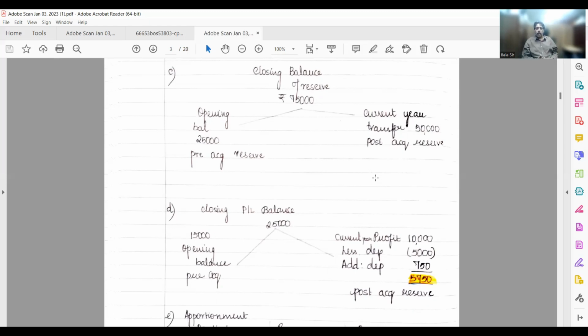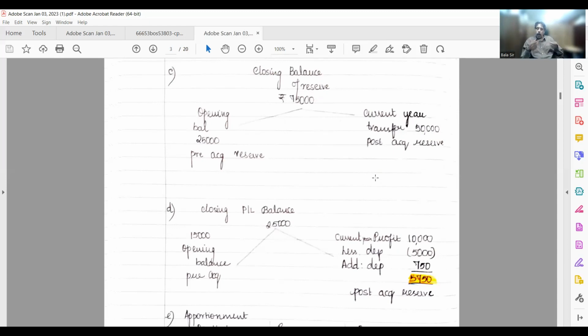So one is brought forward from yesterday, that is 15,000. In this example, from the previous year, 15,000 opening pre-acquisition P&L profit. And then on the other side, 10,000 current year. All the 10,000 current year will be post. Why? The reason is all the 12 months in the current year is post.